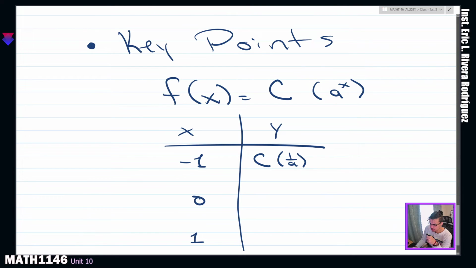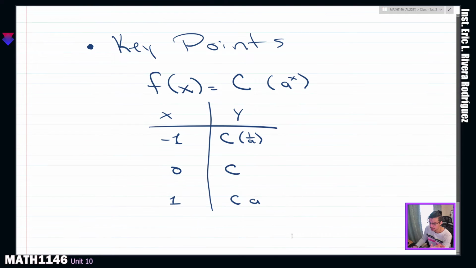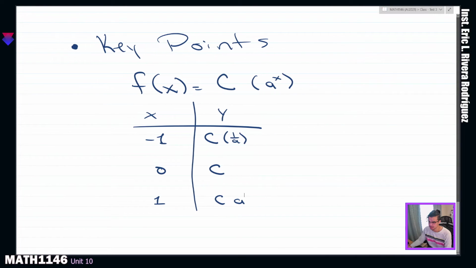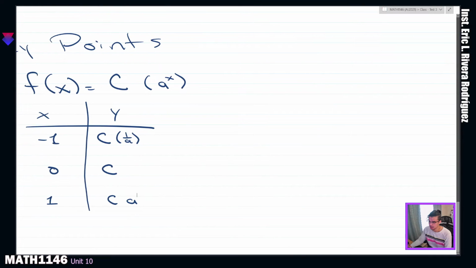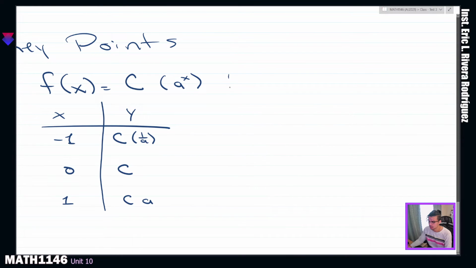a raised to the power of 0 is just 1, so it will be just c. And a raised to the power of 1 will just be c times a. To make things a little bit easier, this is when we consider c as all real numbers. But sometimes it's going to be easier not to take c into consideration. So there are 2 options. You will select which one you prefer.